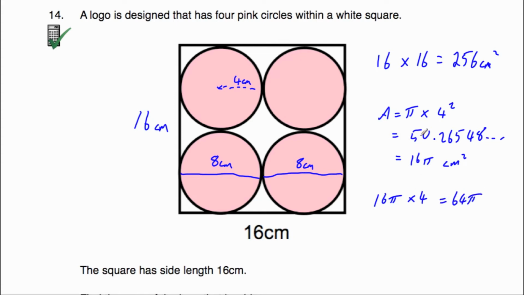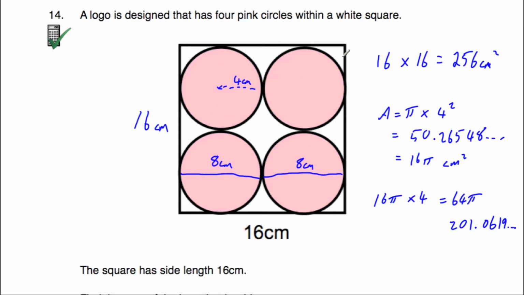Alternatively, if you did take your 50.26548 and so on and times it by 4, you would get 201.0619 and so on centimeters squared. And I've actually just done that by changing our 64 pi into a decimal number. So that is the area of the circles.